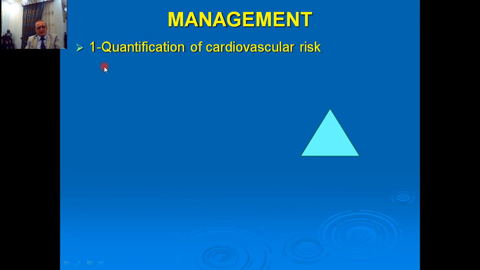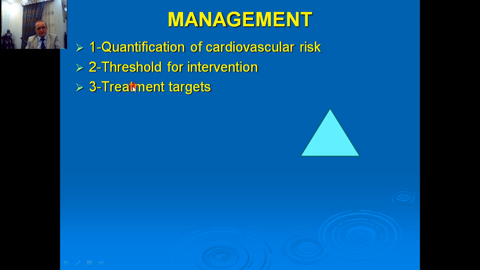The first step is quantification of cardiovascular risk. Is my patient having cardiovascular risk? If yes, then I should consider treatment seriously. If no, then there's another issue. The other, what threshold for intervention? Sometimes in a blood pressure of 150, I will not give treatment in a female, young, having no risk factor. But a blood pressure of 150 in a smoker diabetic, I would interfere. This is intervention. Then the third question, what target I should reach?